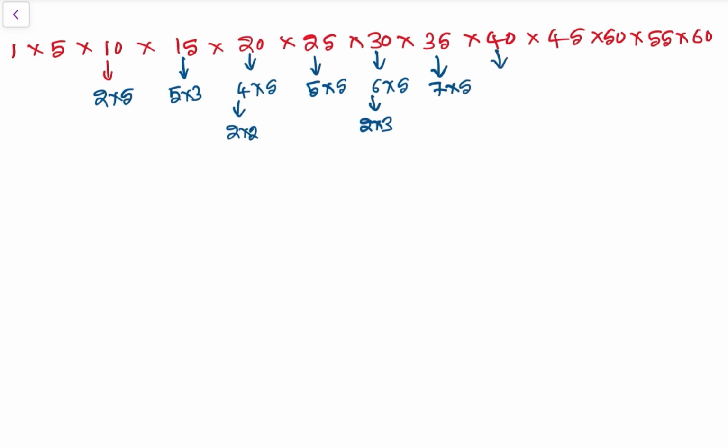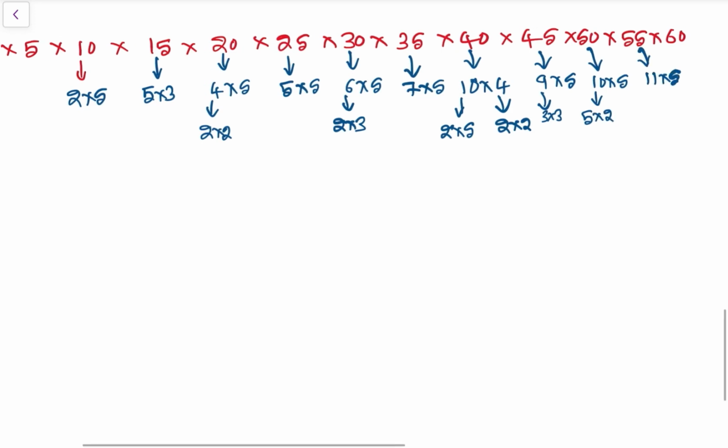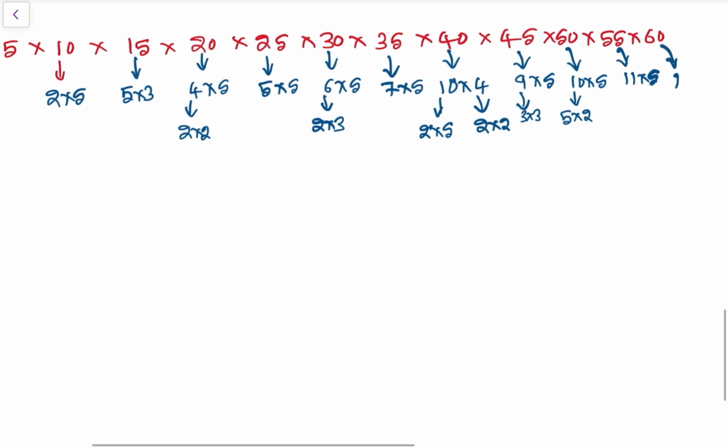Then 40 can be written as 10 into 4. ठीक है, 10 can be written as 2 into 5 and 4 can be written as 2 into 2. Then 45 can be written as 9 into 5. ठीक है, 9 into 5 is 3 into 3. So हमें कुछ लेना देना नहीं. Then 50 can be written as 10 into 5. Then 10 can be written as 5 into 2. Then 55 can be written as 11 into 5. ठीक है, then 60 can be written as 12 into 5. 12 is 2 into 6 and 6 is 2 into 3.